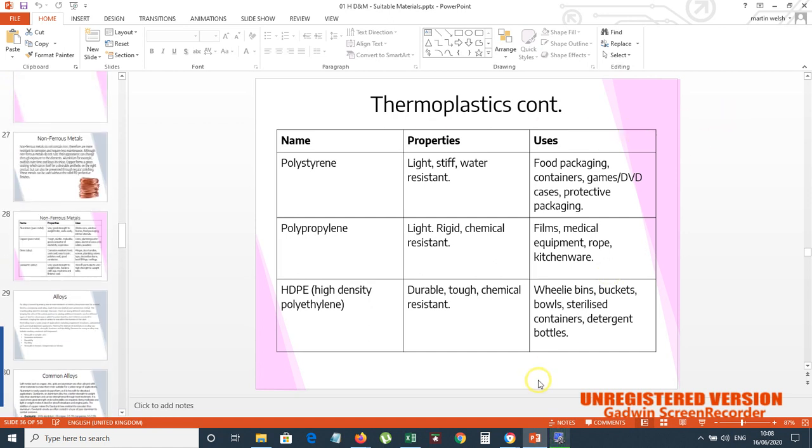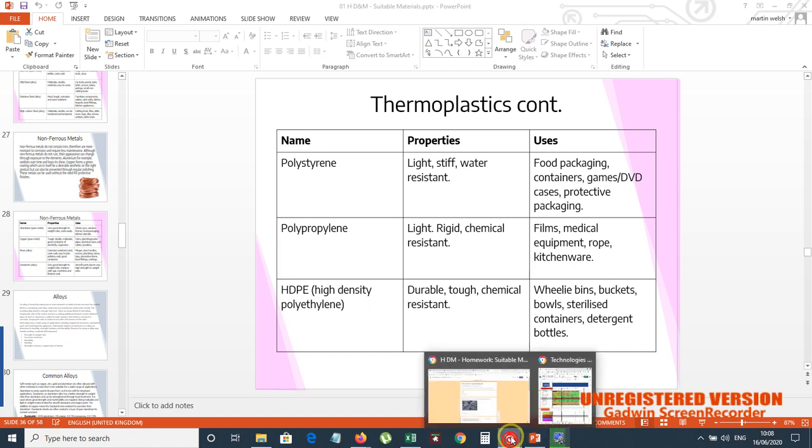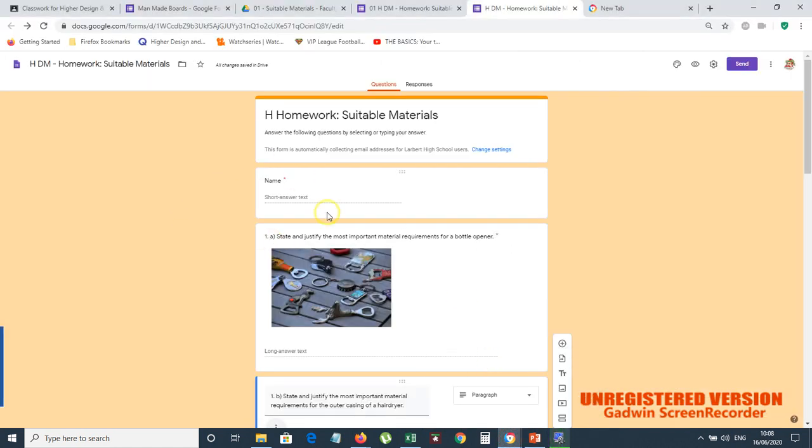So the quiz itself, the format of the quiz: you'll see here, state and justify the most important material requirements for the bottle opener. So the state is, what is it? And don't just write single words for these. I like to see things written in English sentences. It's a Higher you're doing, it's not National 5 where one-word answers are acceptable. So your answer would be, you'd say that a suitable material for this would be whatever material you decide. And then you would explain why.